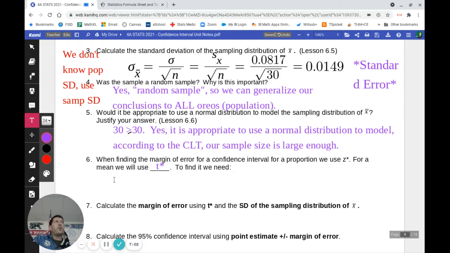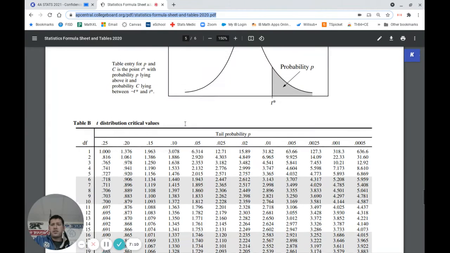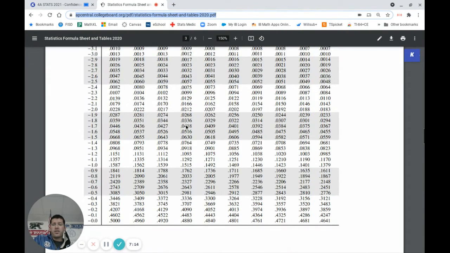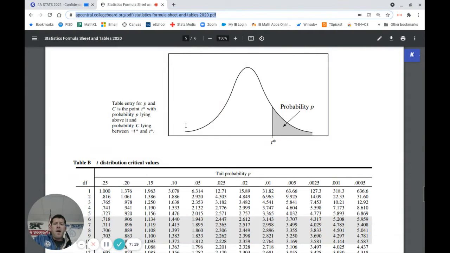So to find it, we actually need table B. So I've linked on Canvas this whole document here. It actually has our table A with our z-scores, which we can use to find our critical z value. And we can scroll down to page 5 here. We see table B is the t distribution of critical values. So it's kind of the same idea. It's the probability to the right of our critical t value there.